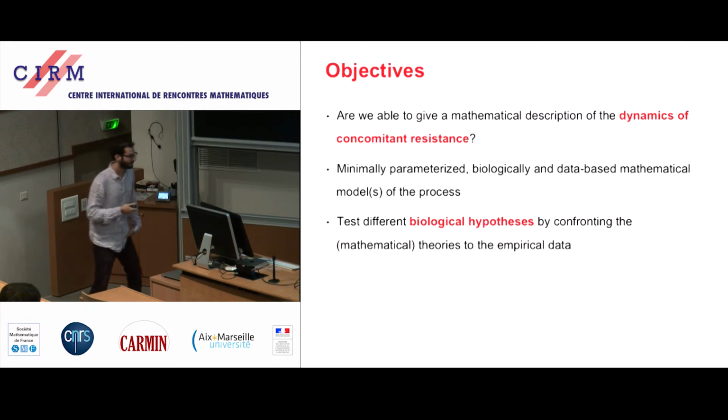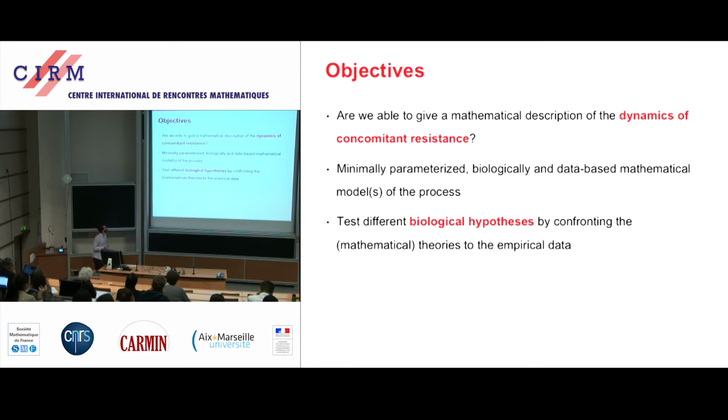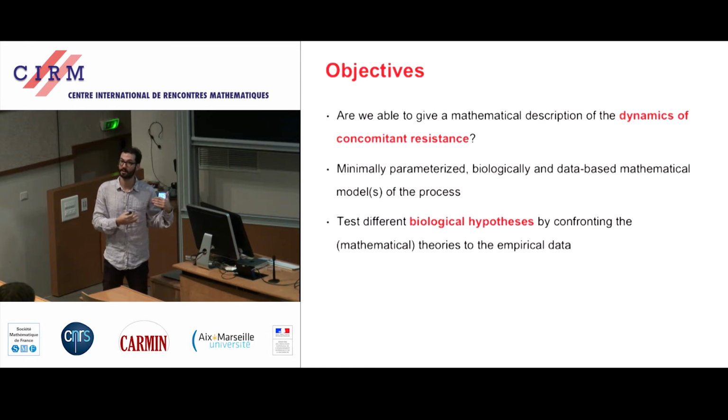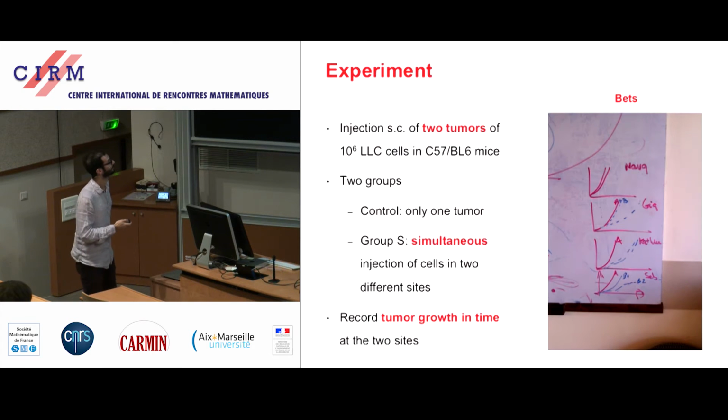So the objectives were to try to give a mathematical description of the dynamics of this process. Again, a minimally parameterized, biologically based mathematical model of the process, and ideally to test these hypotheses, to translate all these hypotheses that I mentioned into different mathematical models and see if we could infer from experimental data, if we could discriminate and reject some of the theories.